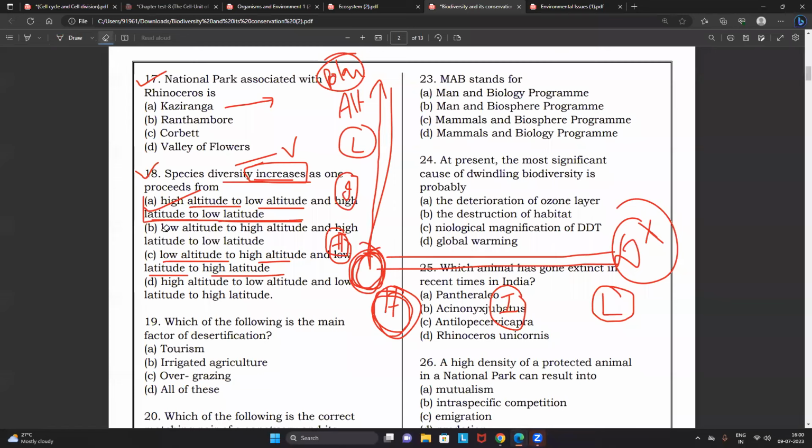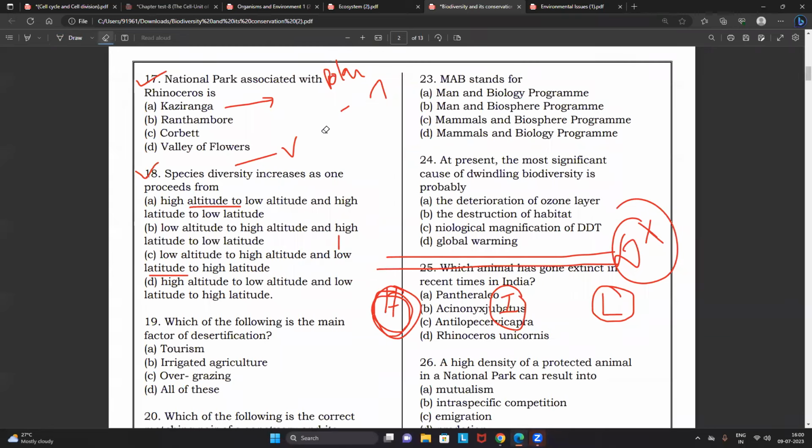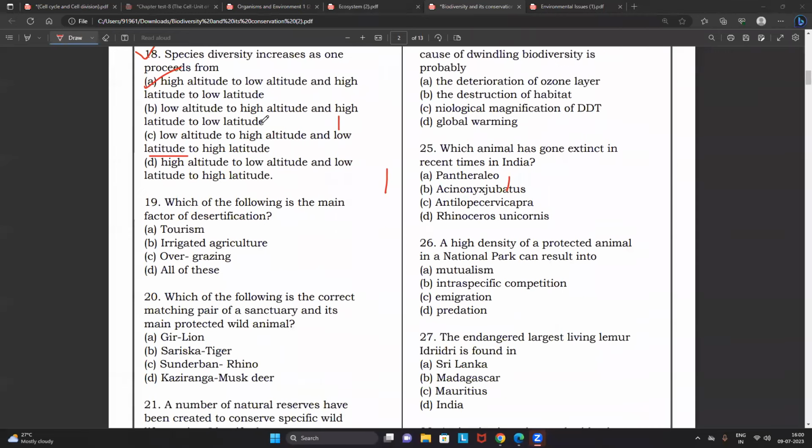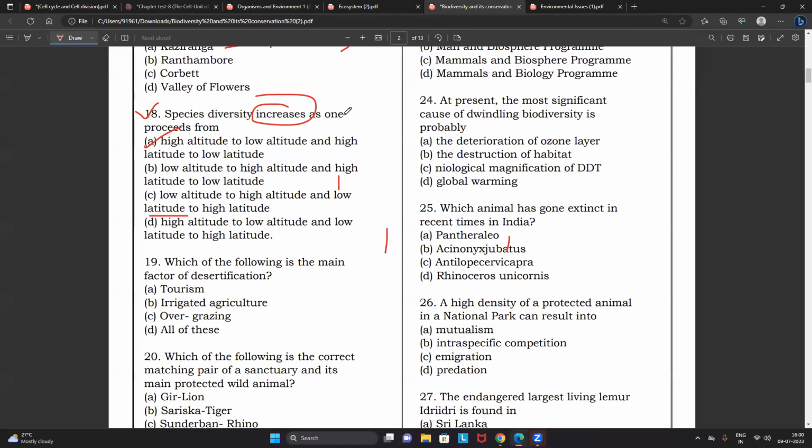Did everyone understand the question correctly or not? Tell me, I will re-explain this. It's a simple, logical question. They're asking about increasing. Obviously, increasing starts from where? Where the altitude is high. No need to get confused with that point. Sorry, that's correct. I missed the word increasing.